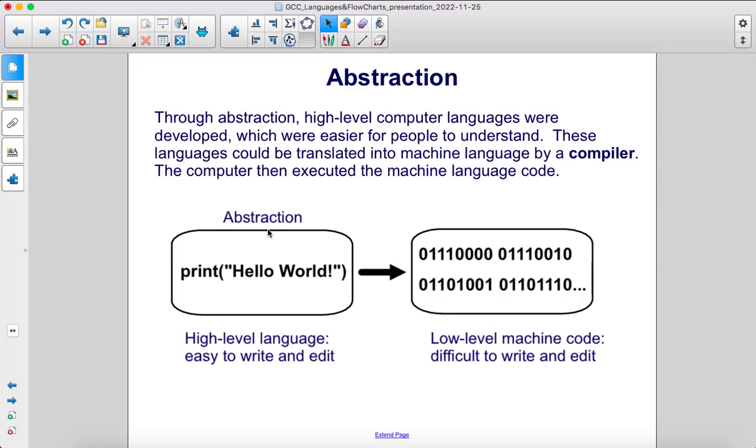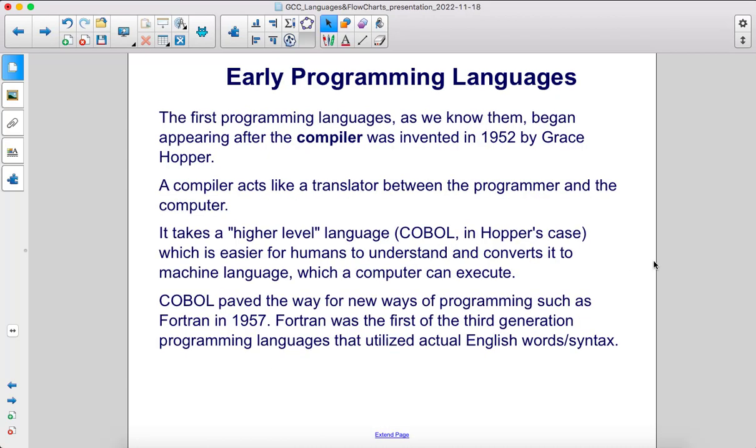So here, the abstraction, we have high-level language. Print hello world. Humans can read this easily. Then it becomes ones and zeros through the compiler. It becomes machine language, which computers understand. The first programming languages, as we know them, began appearing after the compiler was invented in 1952 by Grace Hopper. A compiler acts like a translator between the programmer and the computer. It takes a higher level language, COBOL in Hopper's case, which is easier for humans to understand, and converts it to machine language, which a computer can execute.